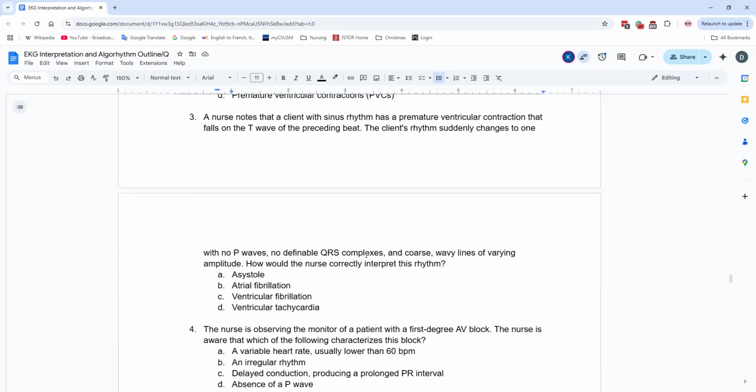Okay, so number 3, a nurse notes that a client with sinus rhythm has a premature ventricular contraction, or a PVC, that falls on the T wave of the preceding beat. The client's rhythm suddenly changes to one with no P waves, no definable QRS complexes, and coarse wavy lines of varying amplitude. How do you interpret this rhythm?